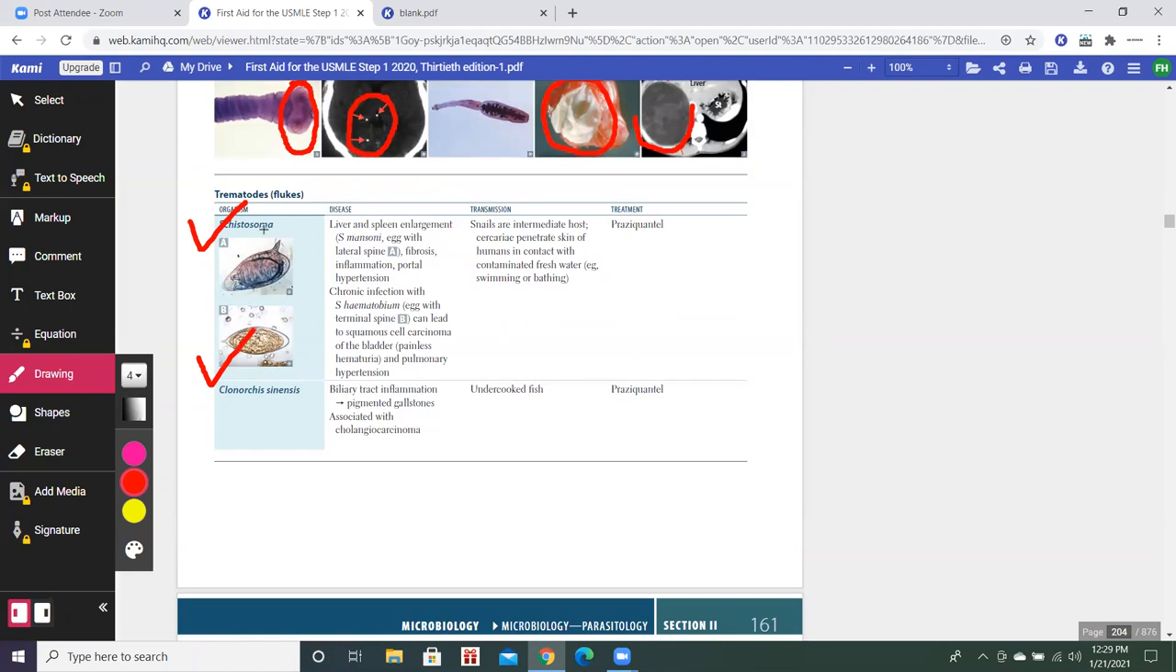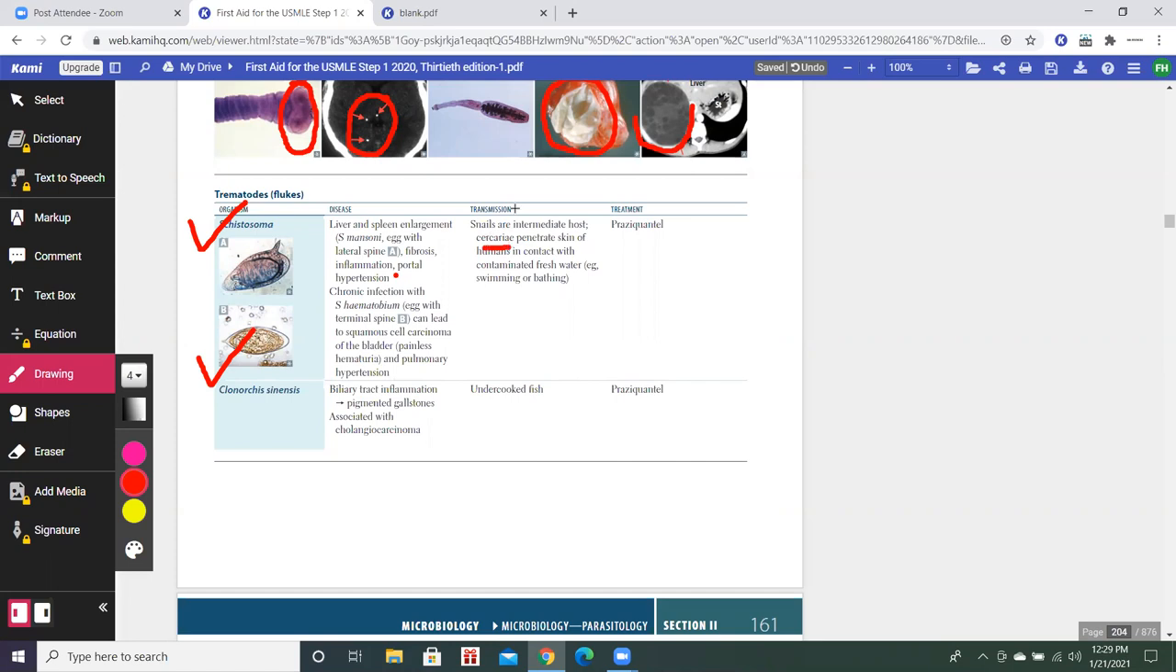We are done with trematodes. That is Schistosoma. This one causes liver and spleen enlargement. Schistosoma mansoni has a lateral spine. This will cause hepatic fibrosis and portal hypertension. And haematobium has a terminal spine. This can lead to squamous cell carcinoma of the bladder and pulmonary hypertension. Snails are the intermediary host.